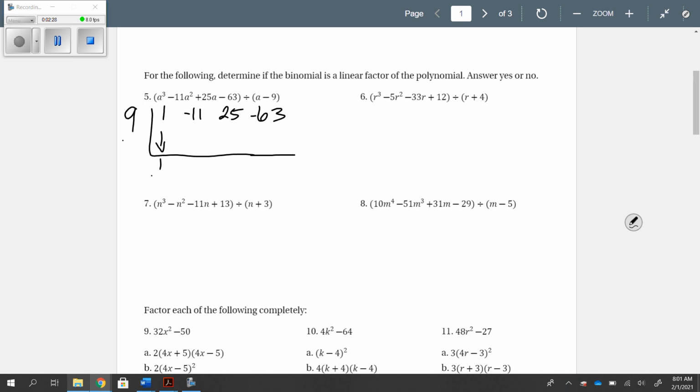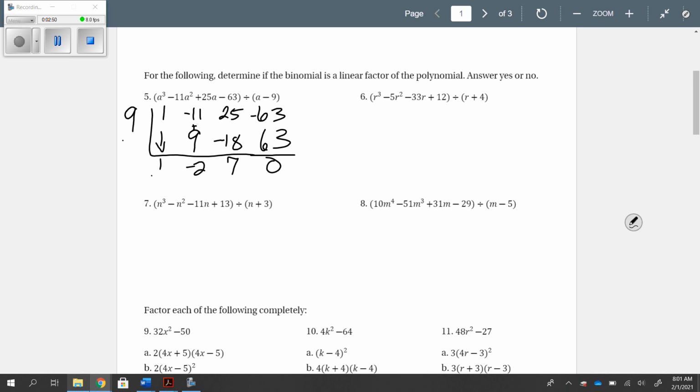9 times 1 is 9. Negative 11 plus 9 is negative 2. And then we continue on. 9 times negative 2 is negative 18. All right. 25 minus 18 is 7. Then 9 times 7 is 63. Negative 63 plus 63 is 0.